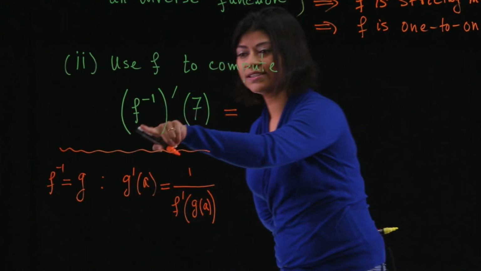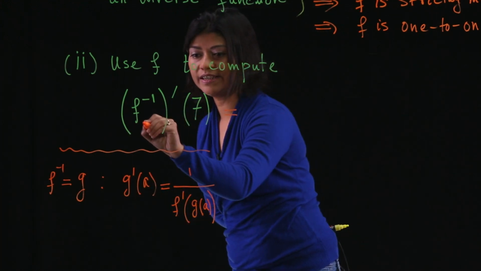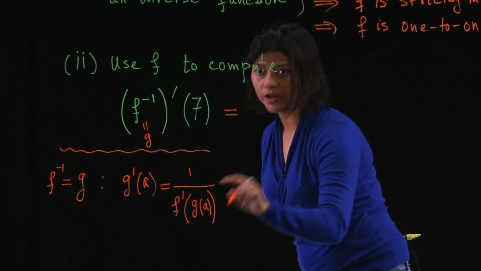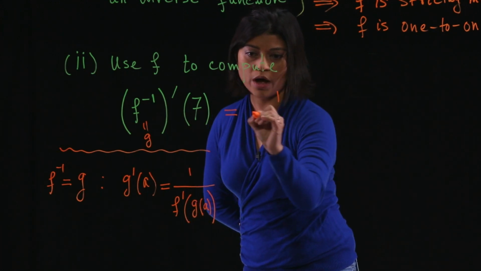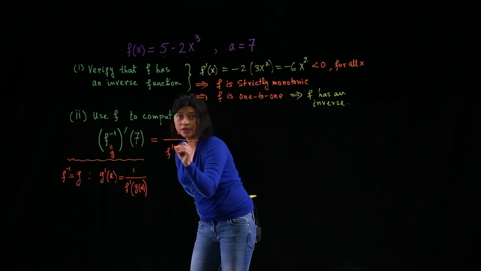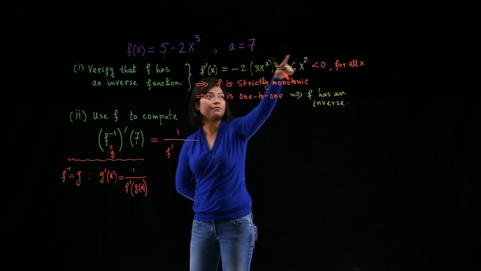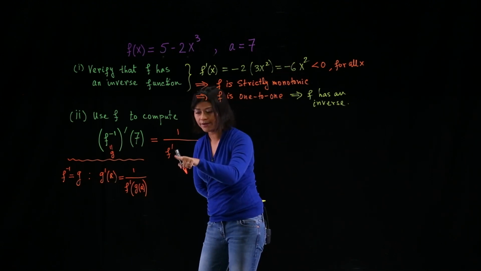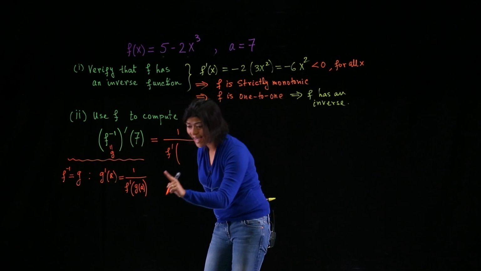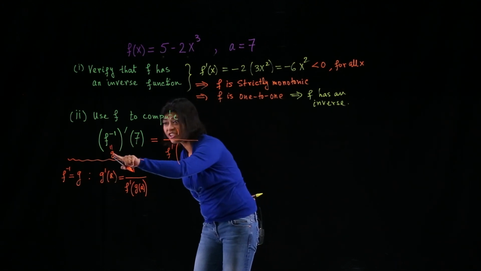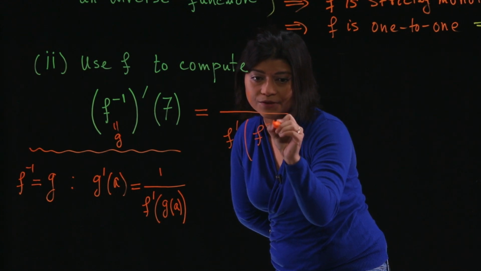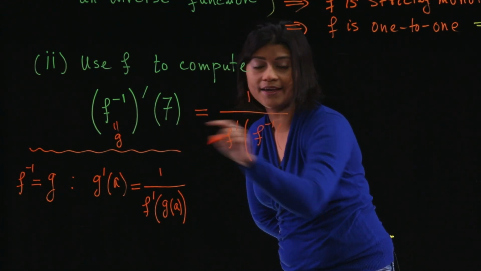Okay, so this is g. F inverse is g, right? So by this formula, this should be equal to 1 divided by f prime. Well, notice we already know what f prime of x is right here, so we can use that. But then we have to evaluate it at g of a, where g is f inverse. So evaluate at f inverse of a, which is 7.